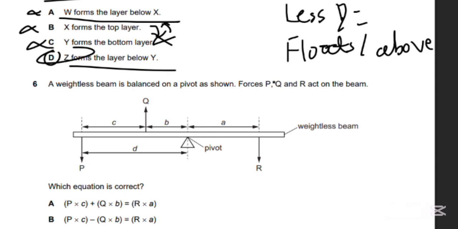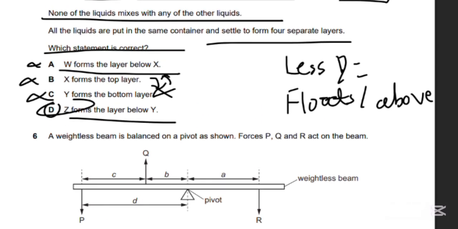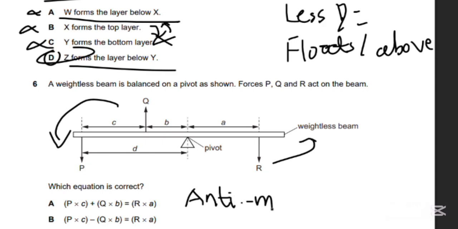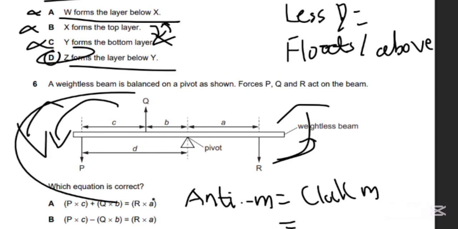Okay, then question 6. A weightless beam is balanced on a pivot as shown. Forces P, Q, and R act on the beam. Which equation is correct? Okay, so over here, which equation is correct? Okay, so over here we know that anti-clockwise moment is equal to clockwise moment, right? Meaning that this side is equal to this side, right?